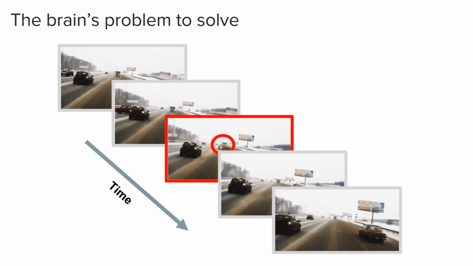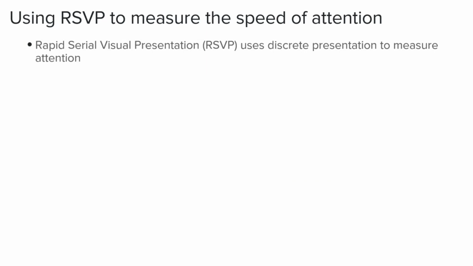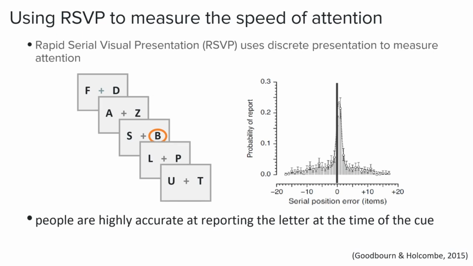To study this in the lab, we often use rapid serial visual presentation, or RSVP, where discrete stimuli are presented sequentially. For instance, we might present participants with two streams of letters and ask them to report the letter presented at the time of the cue. And what we find is that participants are highly accurate with a selection latency of under 25 milliseconds.